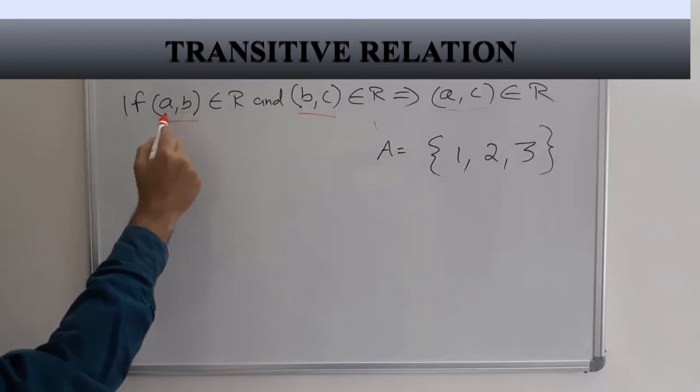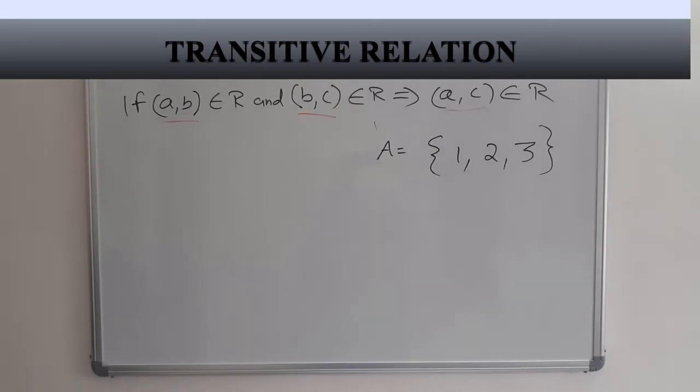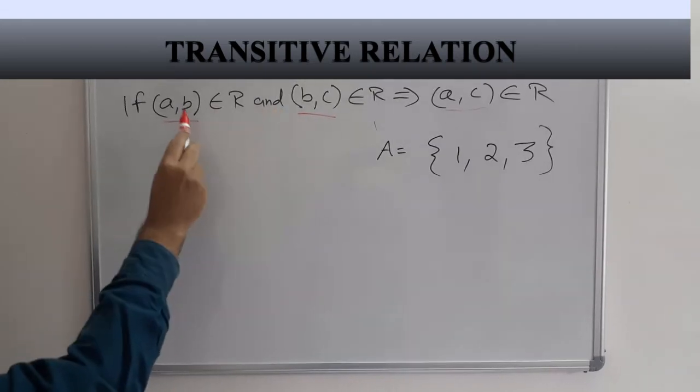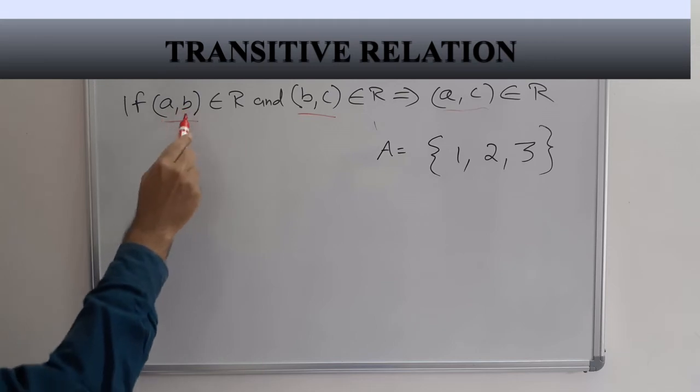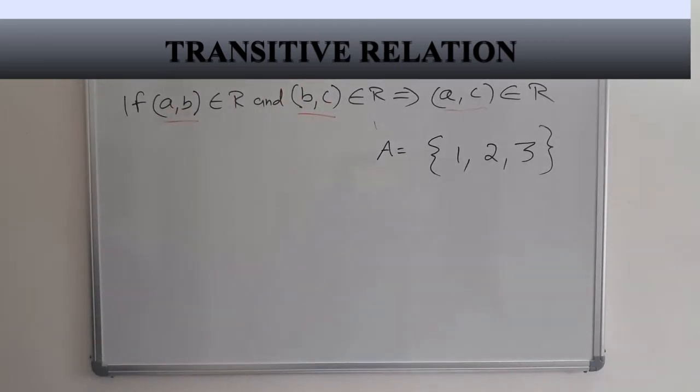B is the second element of the first pair, and here B is the first element of the second pair. So we look for this condition, where the second element of a pair becomes the first element in another pair. So that is a condition.